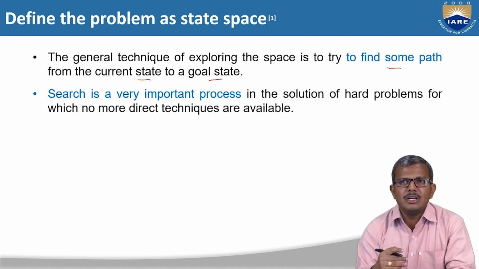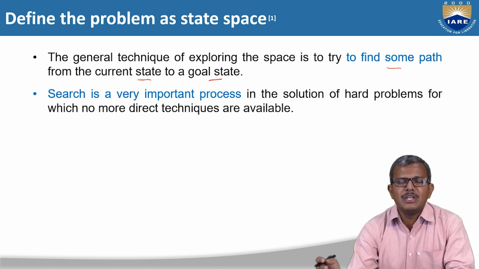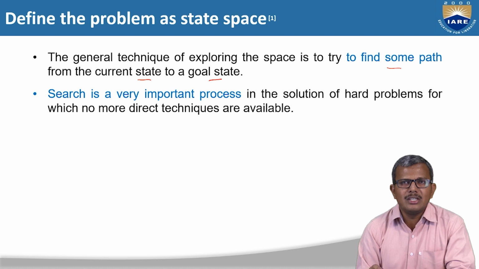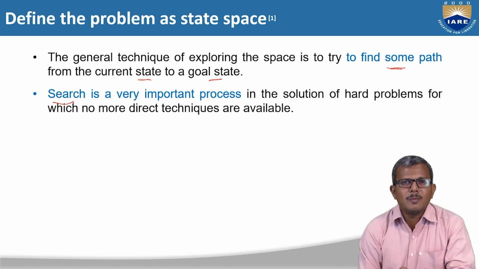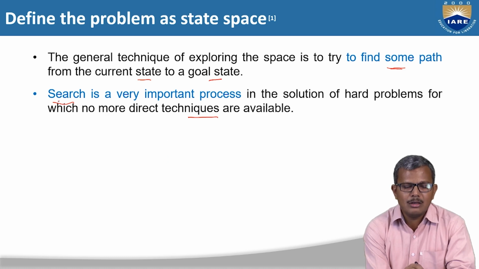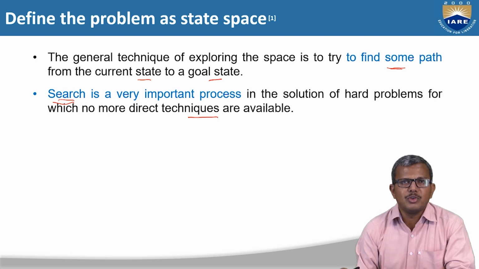If it is not a chess playing game but a traveling salesman problem, and you are trying to understand the state space representation of that problem, then it is the specification of your problem in terms of identifying a particular path from the given state to the goal state. That's why in most AI problems we say it is related to the search activity. Search is a very important process in the solution of hard problems for which no direct techniques are available. That's why in AI techniques, more than 90% of AI problems are related to search techniques or the search process.